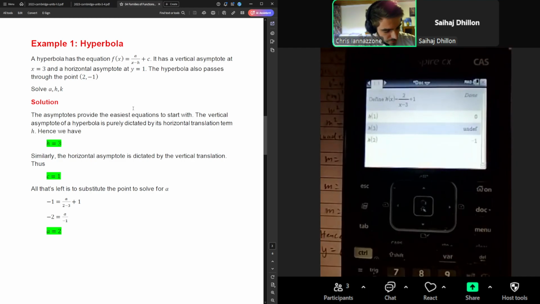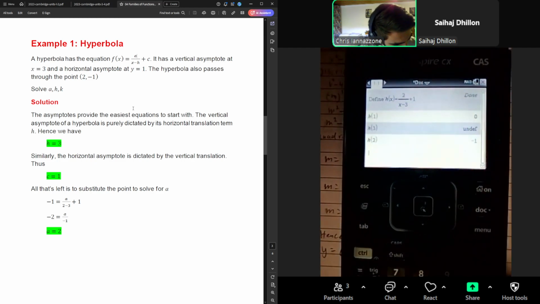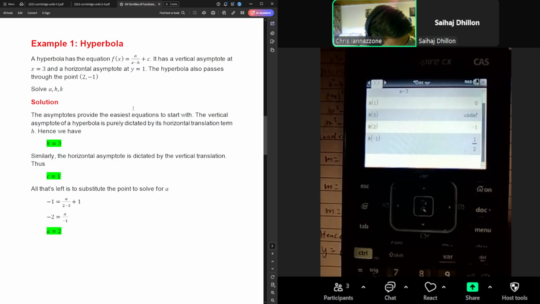But yeah, so that's that. So let's get a few points just so we can play with it. So h of 1 is going to be 0, h of 2 is -1. Let's say h of -1. What's that? Okay, so those are going to be the points that we're going to use for our 3-way simultaneous.